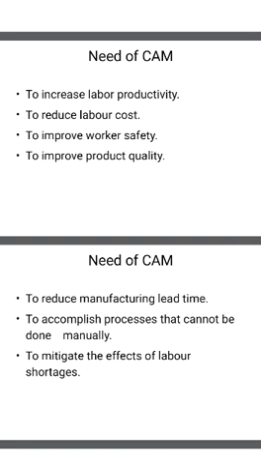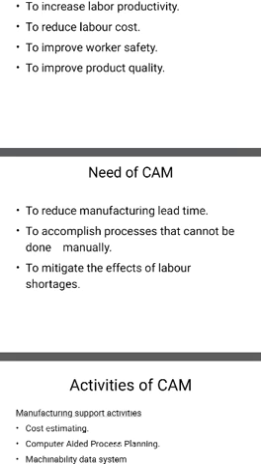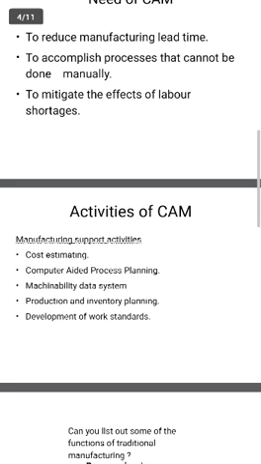To reduce manufacturing lead time, within a short time we can produce many components. If we increase labor productivity, then the work will be done very fast. So like this, CAM is needed for component preparation. Next, the activity of CAM. What is activity? Activity means what?